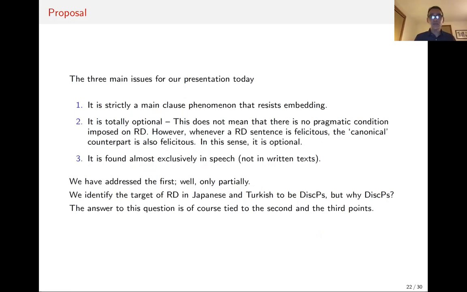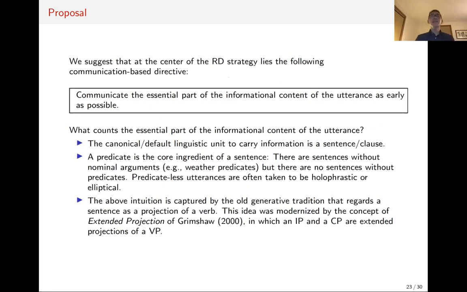And to answer this question a little bit more deeply, we have to connect to the second point and third point. Second point is it is totally optional. Third point is it is almost exclusively found in speech, but not in written text. So we'd like to connect these three points and give some sort of coherent picture. So the research suggests that at the center of the right dislocation strategy lies the following conversation or communication based directive. So it's not a rule that you have to obey. It's an encouragement or some sort of maxim. Communicate the essential part of the information content of the utterance as early as possible.